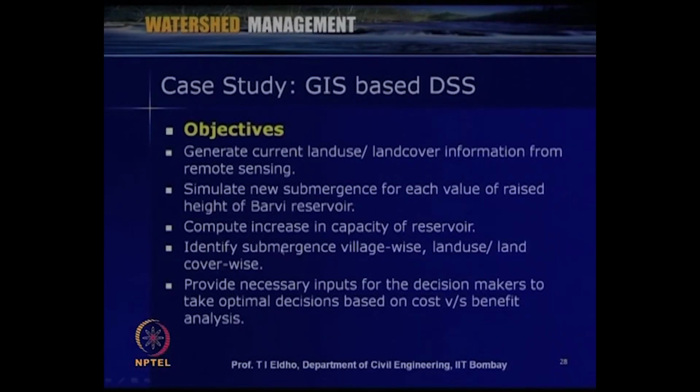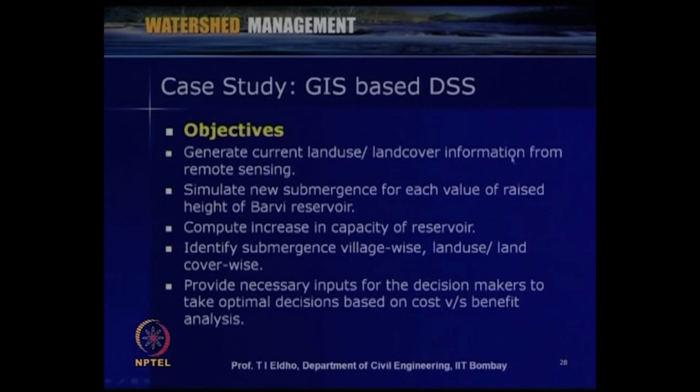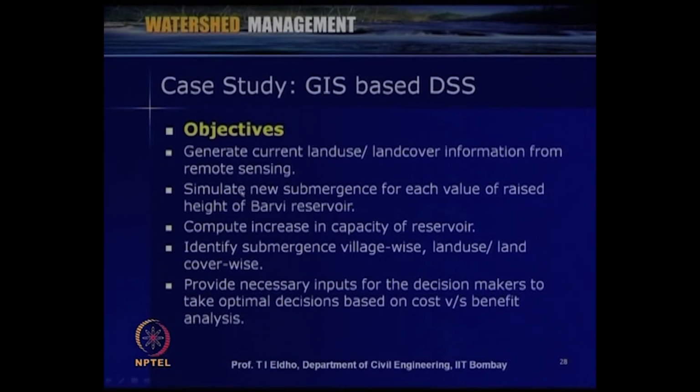The objective of this study was to generate current land use land cover information from remote sensing, then simulate the new submergence for each value of raised height of the Barvi reservoir, and compute the increase in capacity of the reservoir. Then identify the submergence village wise and land use land cover wise, and provide necessary inputs for the decision makers to take optimal decisions based on cost versus benefit analysis. So these were the objectives of this study.